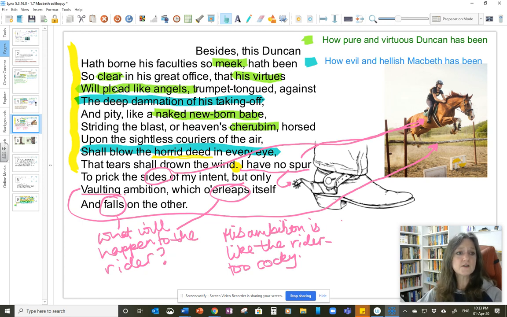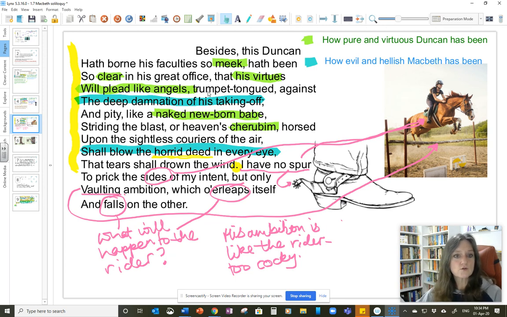And he says his virtues will plead like angels, trumpet tongued. And what we've got here is some real heavenly imagery. Okay, so if you read parts of the Bible, this idea that if you are good, you will be looked after by angels, and the angels will trumpet and tell God how good you are, and they will kind of protect you. So Duncan's been so meek, so clear, and he's got so many virtues, so many good points, that these virtues will become angels, or similarly like that. His virtues will be like angels.